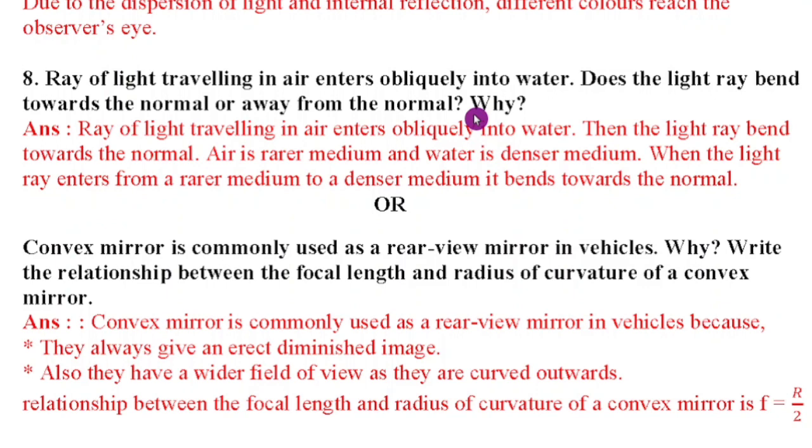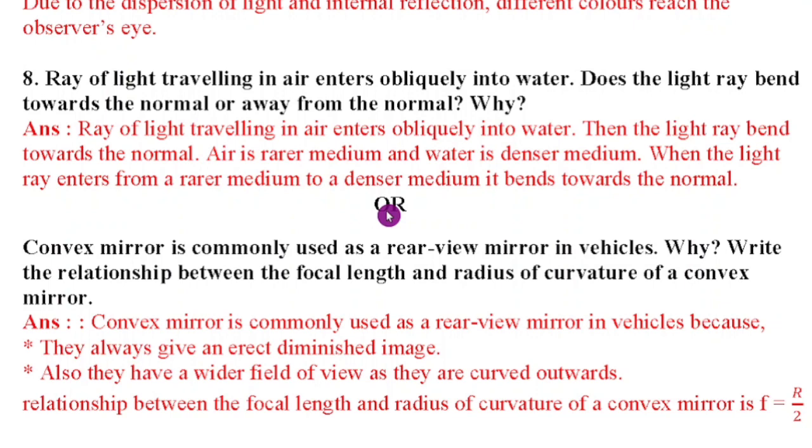So the ray of light traveling in air enters obliquely into the water, then the light ray bends towards the normal. That means air is a rarer medium and water is a denser medium. So when the light ray enters from a rarer medium to a denser medium, it bends towards the normal.